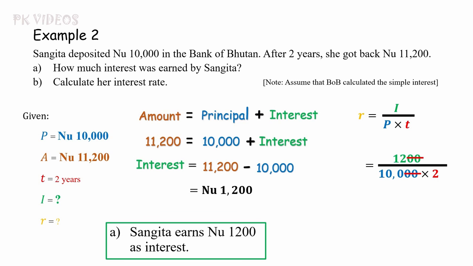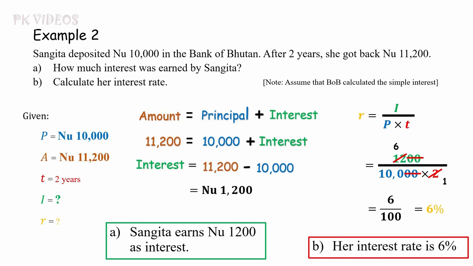Then we can further divide. 2 times 1 is 2, and 2 times 6 is 12. So from here we are left with 6 over 100, which is equal to 6%. Therefore, her interest rate is 6%. This is how we calculate the rate. Similarly, we can calculate the principal or the time if they are not given.